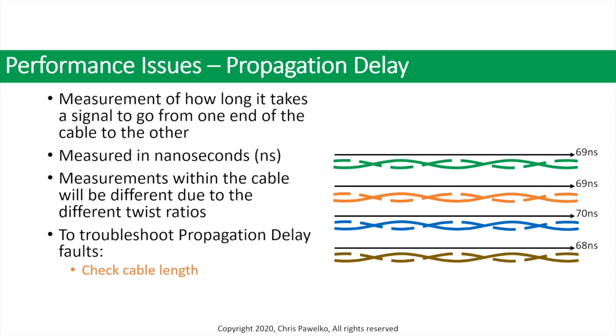Now, the first one that we're going to take a look at is propagation delay. Propagation delay is the measurement of how long it takes a signal to go from one end of the cable to the other, and this value is measured in nanoseconds. Now, you might look at the results and say, hey, wait a minute, why are they all different? Well, the measurements within the cable will be different due to the different twist ratios within the twisted pair cable itself. If you run into any problems with propagation delay, or if it fails, the number one cause is the length of the cable. So check the length of the cable to ensure that it is not too long.